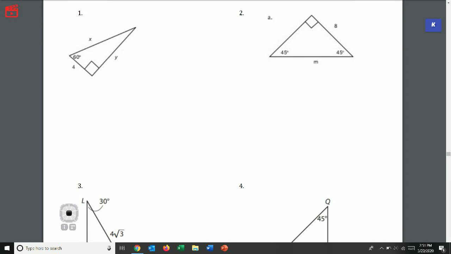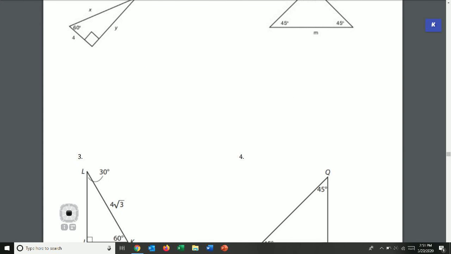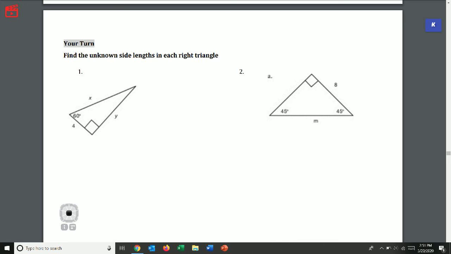Okay, so what I want to do is go through some of these problems with you guys so that you know how to solve them. The first one we're going to be doing together. Now again, what you have to ask yourself is, are you going to use a 45-45-90 theorem or a 30-60-90? And then why are you using that theorem? So let me copy that problem down.